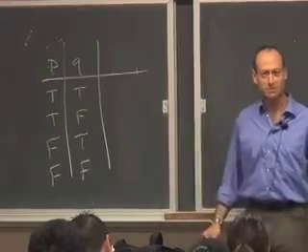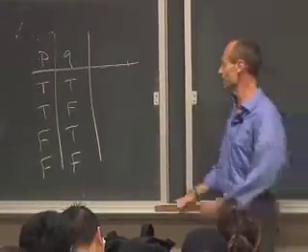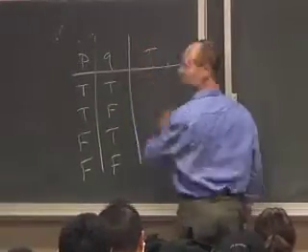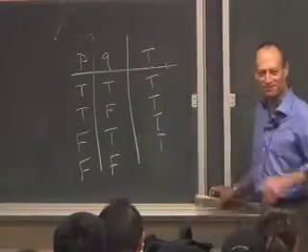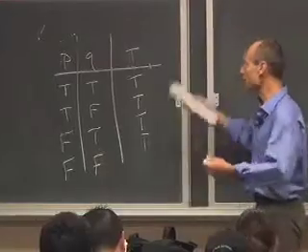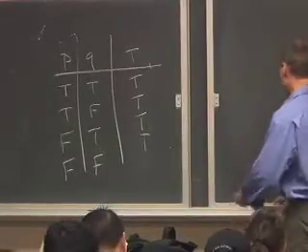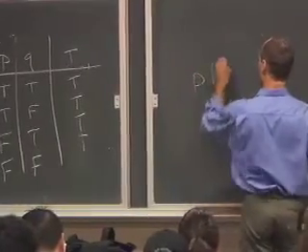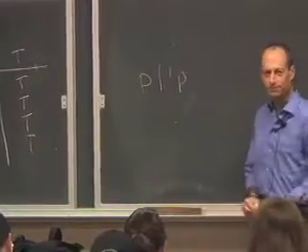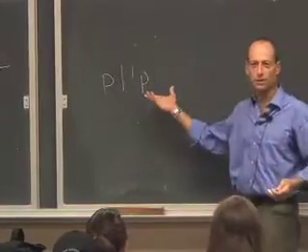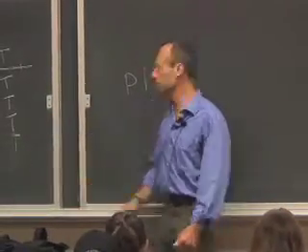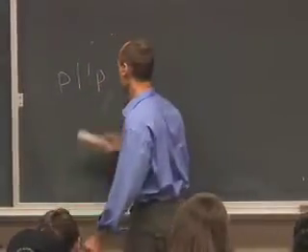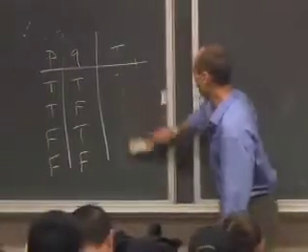What, sorry? All true? Well, that's easy. That's just the function that returns true. There are many things that are logically equivalent to that. So for example, P or not P. That's always true. That's an example of something that has this truth table. All right. How about a harder one?